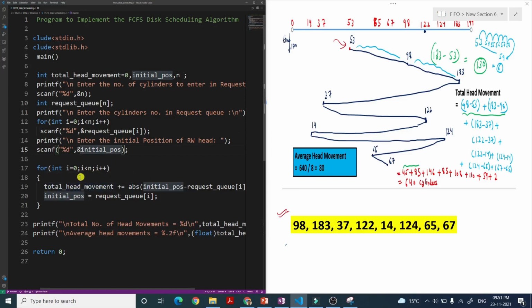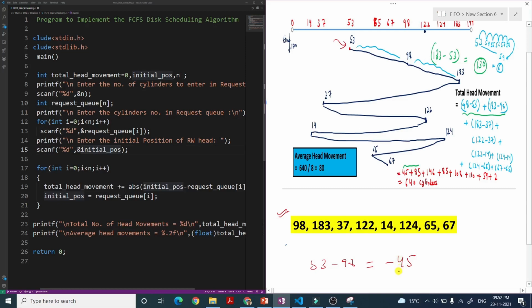If you see here, for i equal to 0, the request queue has 98. So we say the initial position is 53 minus request queue of 0, and request queue of 0 is this 98. So 53 minus 98 we will actually get 45, or you can say minus 45. 53 minus 98 will be minus 45, but we actually want only 45, the positive value, only the magnitude.